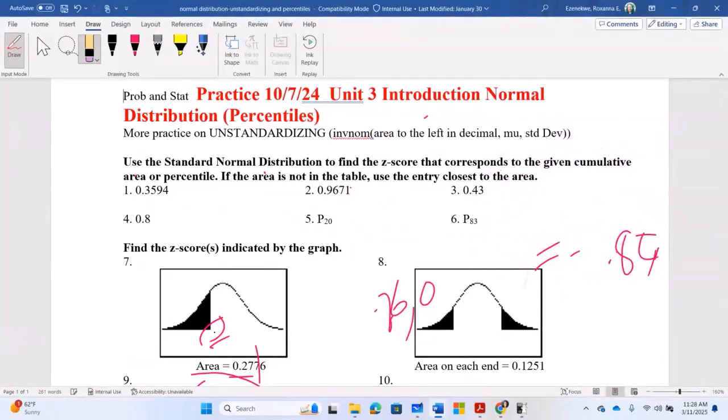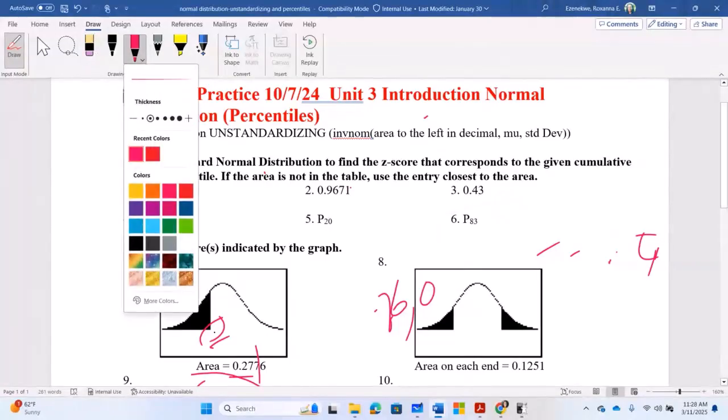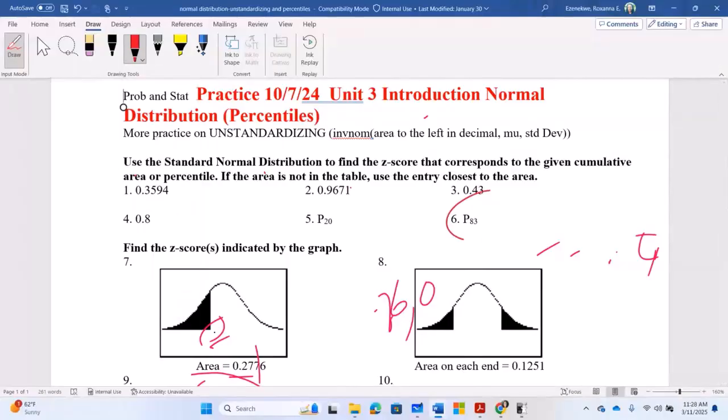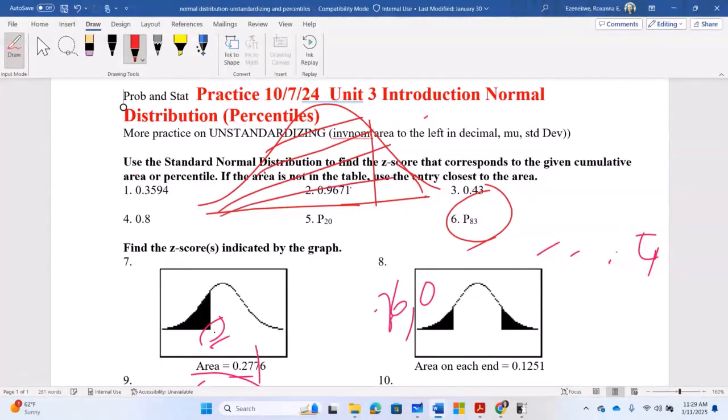So suppose I'm told to find P83. Find P83. It means 83rd percentile. By the way, let me draw it. If I'm told to find P83, I'm going to shade it in a normal curve. 83% or 83rd percentile, that's what it means.